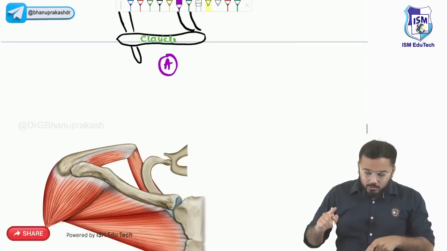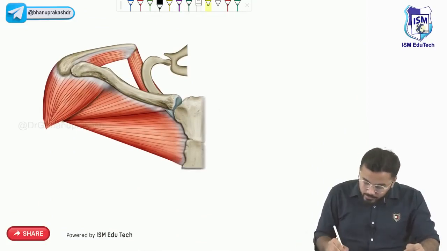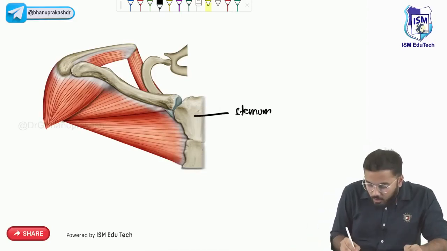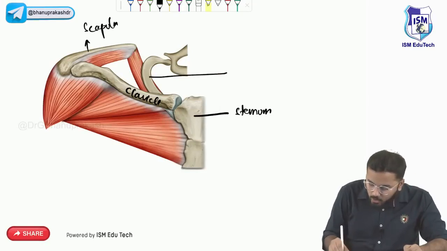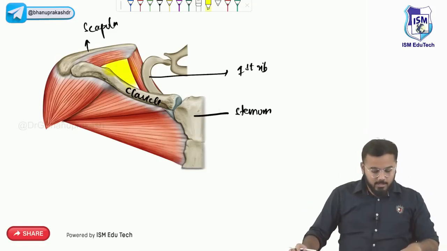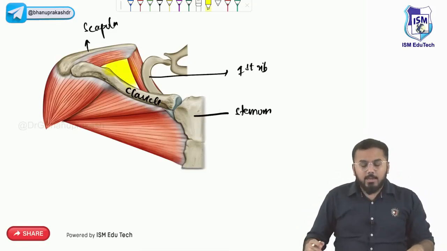Now in the lower part also, by the way, I have got this picture as well. Look here, guys. This is my sternum. Anteriorly I have got what? Clavicle. Posteriorly I have got what? Scapula. And medially I have got what? First rib. So, this cavity or the canal which I can see here is called the cervico-axillary canal or the apex of the axilla.